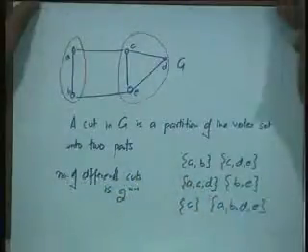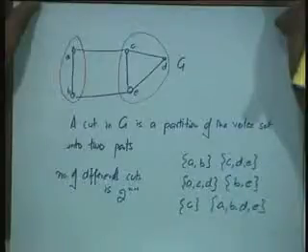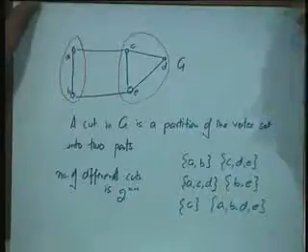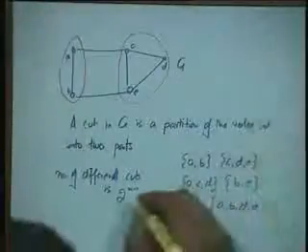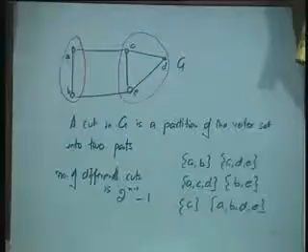2 to the n minus 1. Minus 1 also? Oh, okay, you are talking of the null partition. Okay.